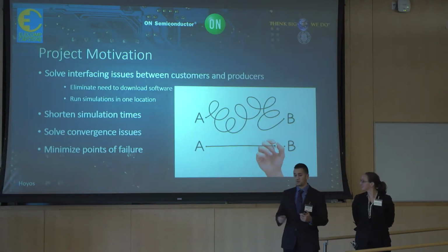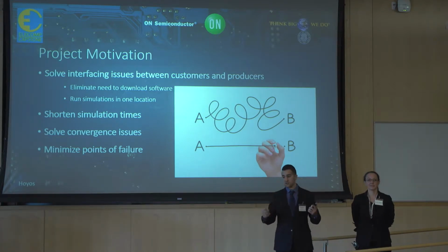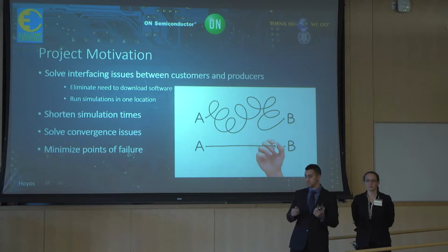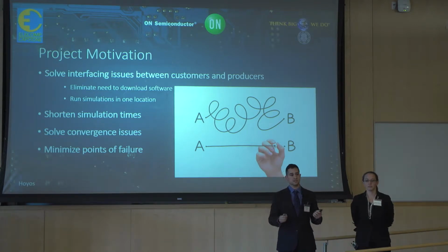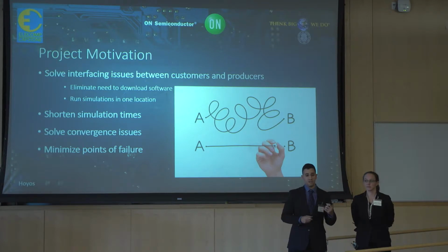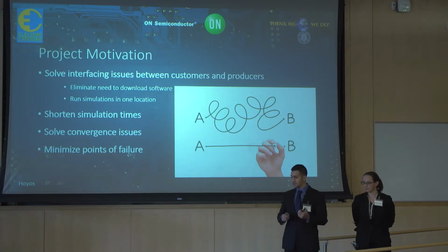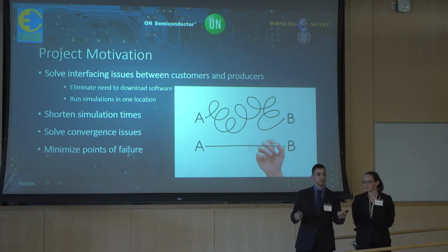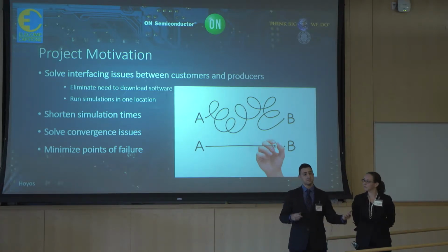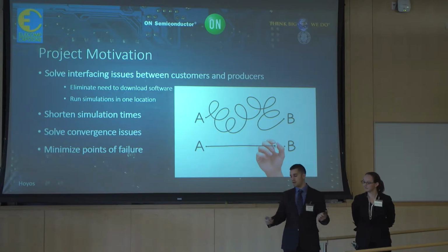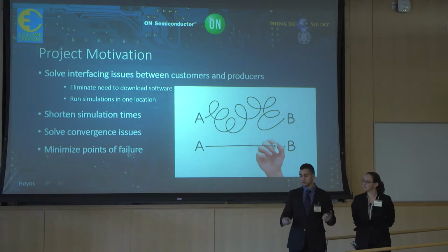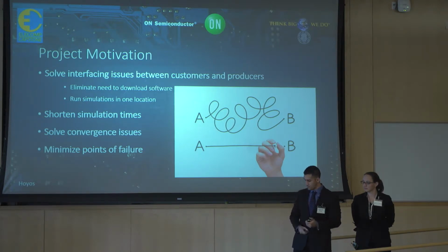On Semiconductor came to us for Project Motivation, where they're trying to do something very different. They're trying to be pioneers in this, and what they're trying to do is implement the simulation environment on their website. So this will solve interfacing issues between customers and producers, will shorten simulation times, and solve convergence issues, because often when a customer is interested in an integrated circuit, they want to simulate it on their own, and On Semiconductor may provide a net list, but using different platforms or programs may cause convergence issues or just overall errors. So by having the simulation online, customers can easily just pretty much play with the integrated circuit and see if it's something that they're looking for.